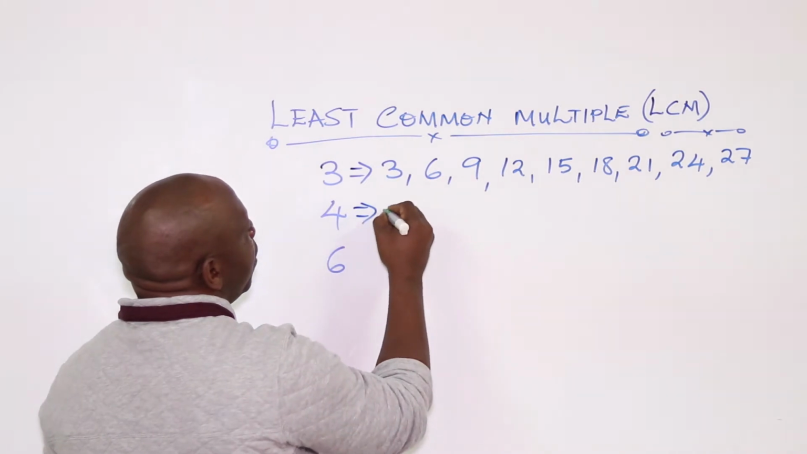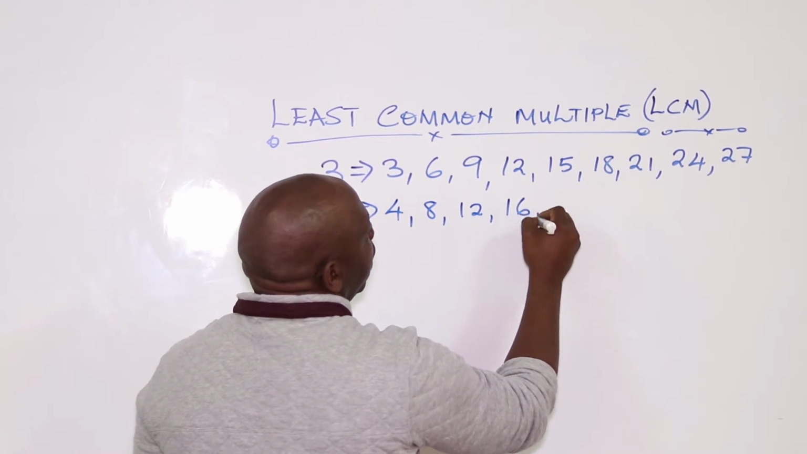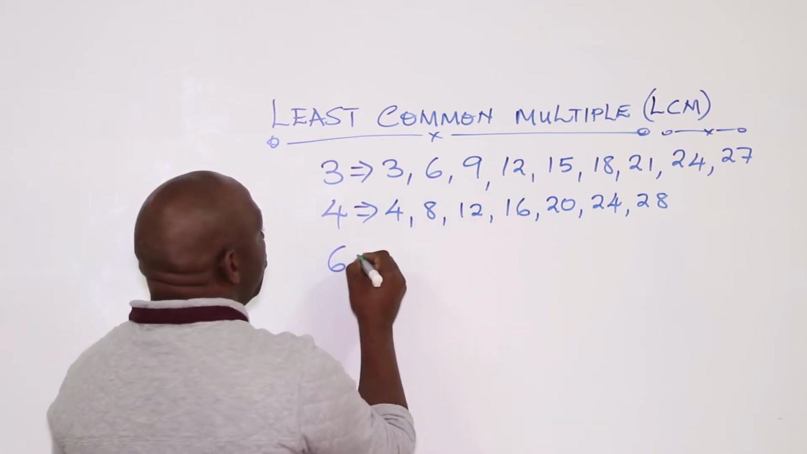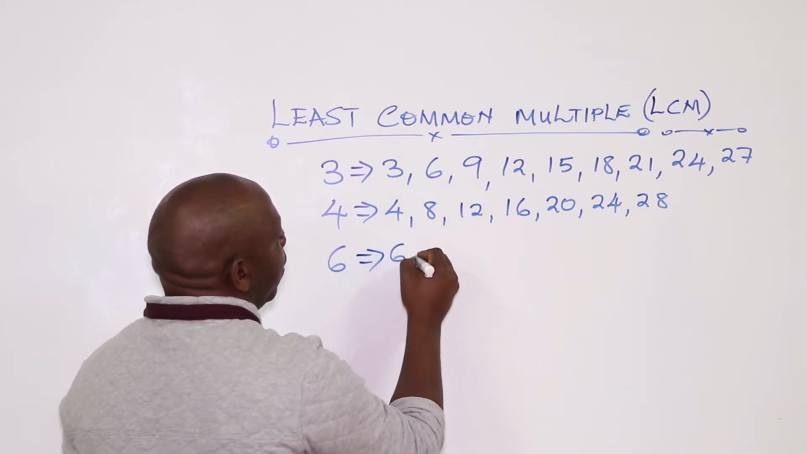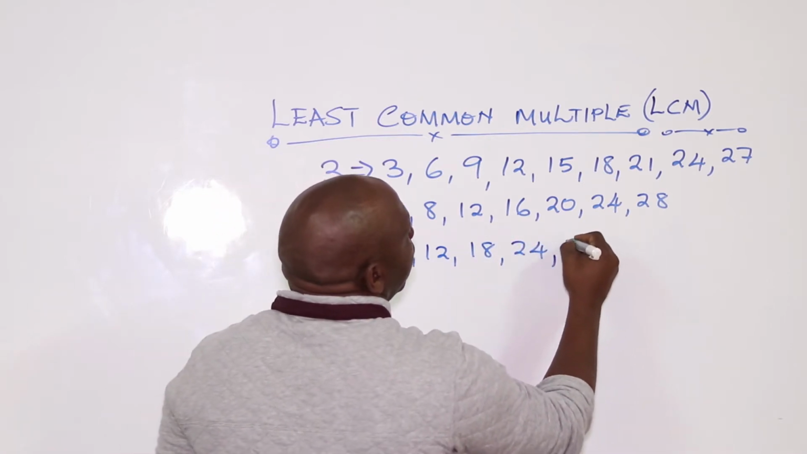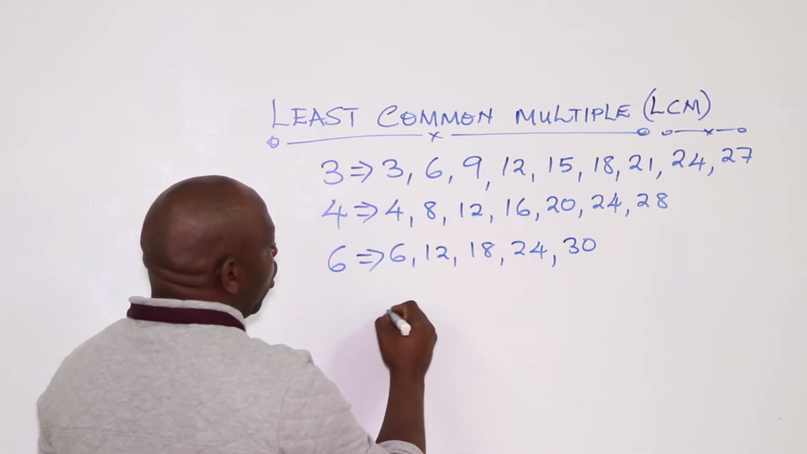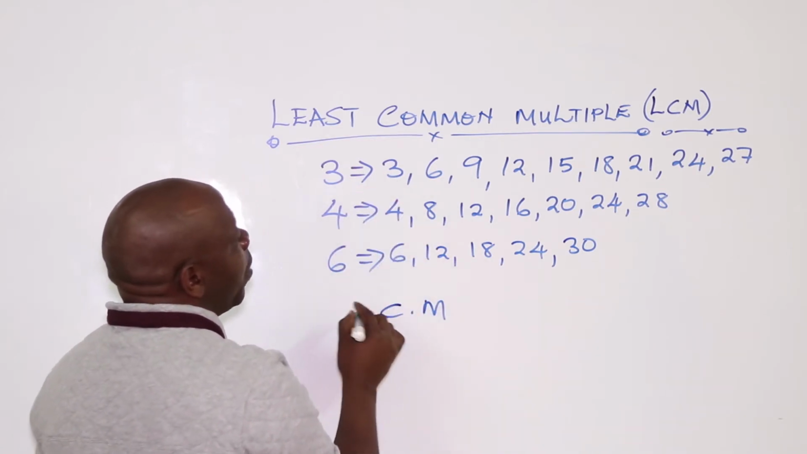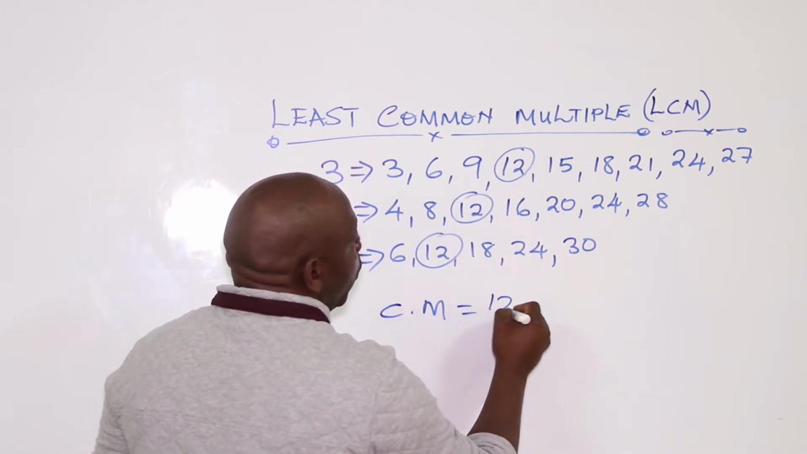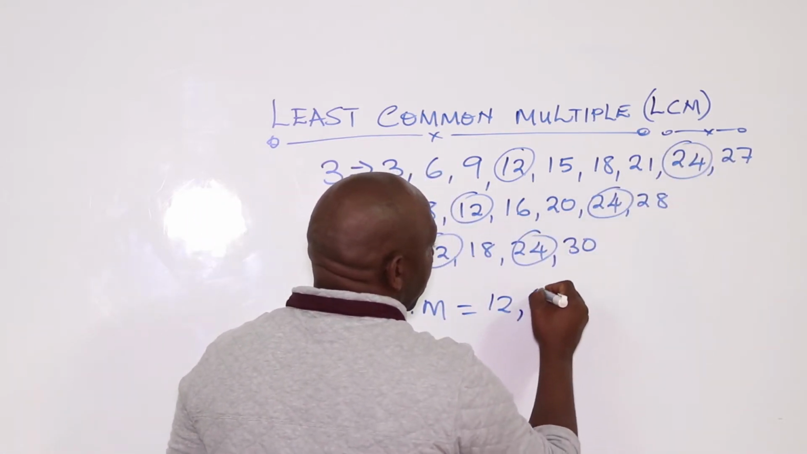Multiples of 4 are 4, 8, 12, 16, 20, 24, 28. Multiples of 6 are 6, 12, 18, 24, 30. You can stop there. So you can see the common multiples for the three terms: we have 12, that is common. We also have 24, that is common.